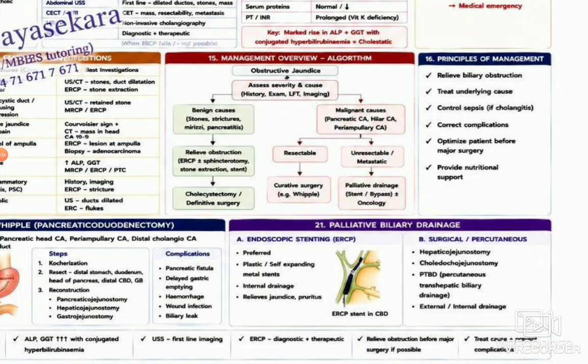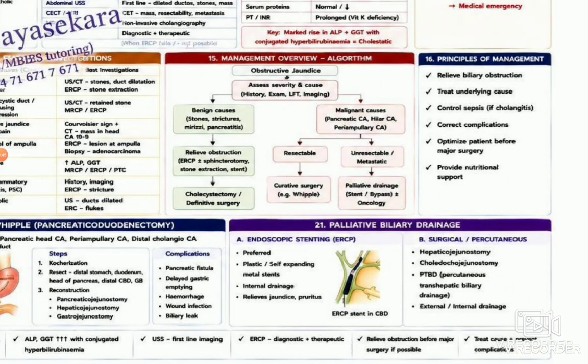Then the palliative biliary drainage. Now, not every patient is suitable for the curative surgery. Why? Many patients present late with metastasis, vascular invasion, and unresectable tumors. Goal of palliation. Now the goal is not the cure. The goal is symptom relief and quality of life. Why relieve the obstruction? Persistent obstruction causes severe itching, anorexia, liver dysfunction, recurrent cholangitis, and weakness.